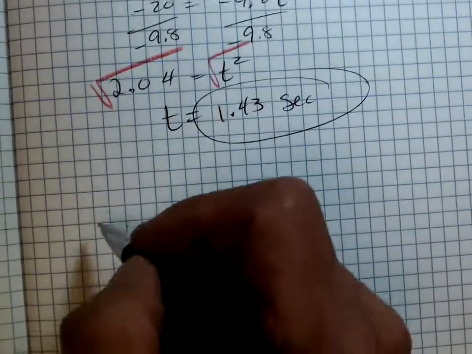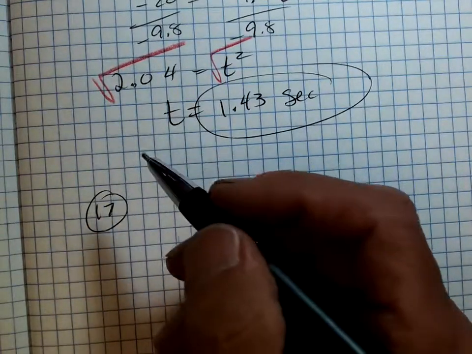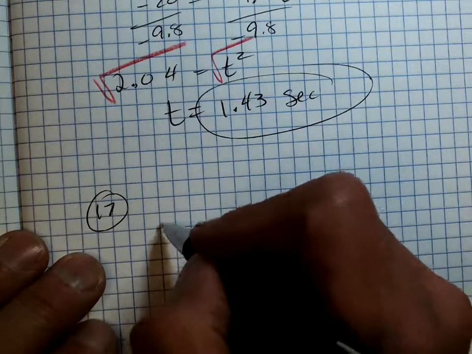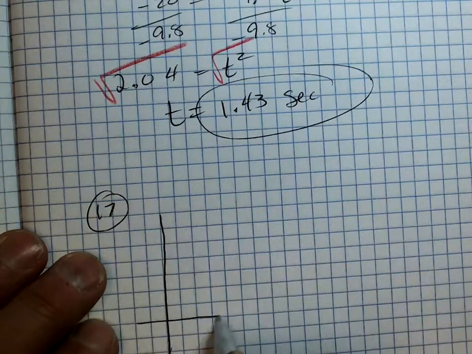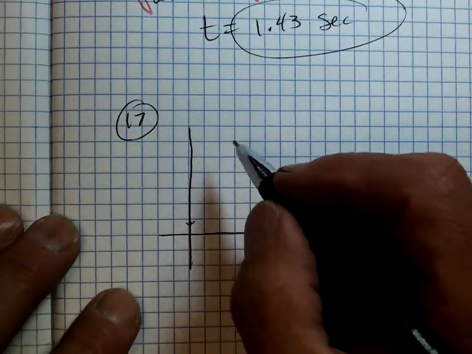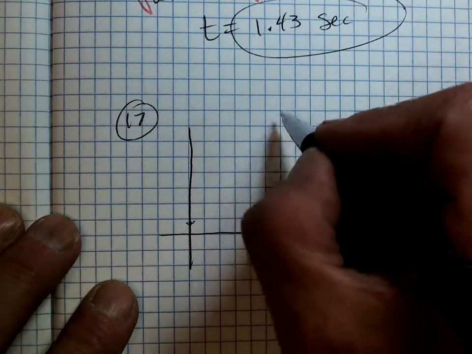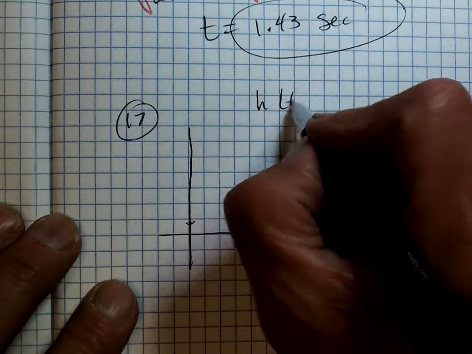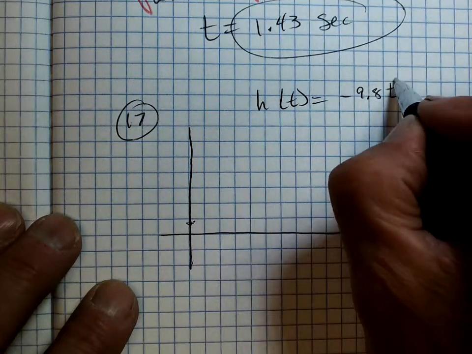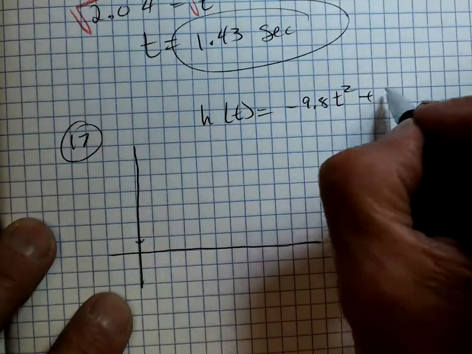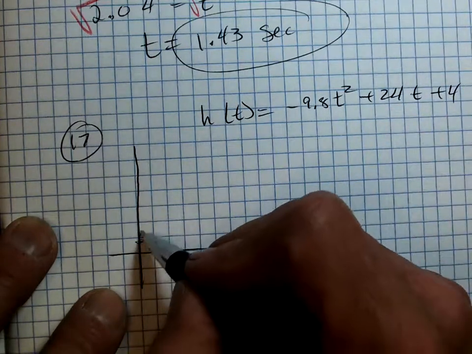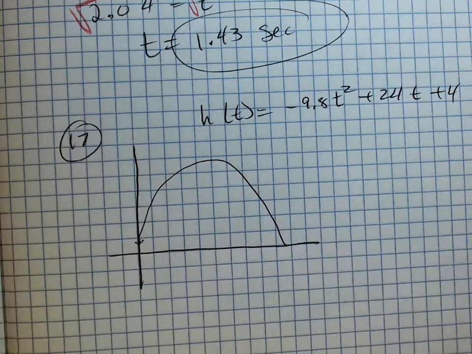Last but not least, 17. In 17, we're going to throw a discus. Let's just draw a picture. It doesn't have to be a perfect picture, but it helps me if I draw a picture. The discus starts at 4 feet. I know from the equation it's 4 feet. It's h of t equals negative 9.8 t squared plus 24t plus 4. Okay, I know it's going to go plunk, right?